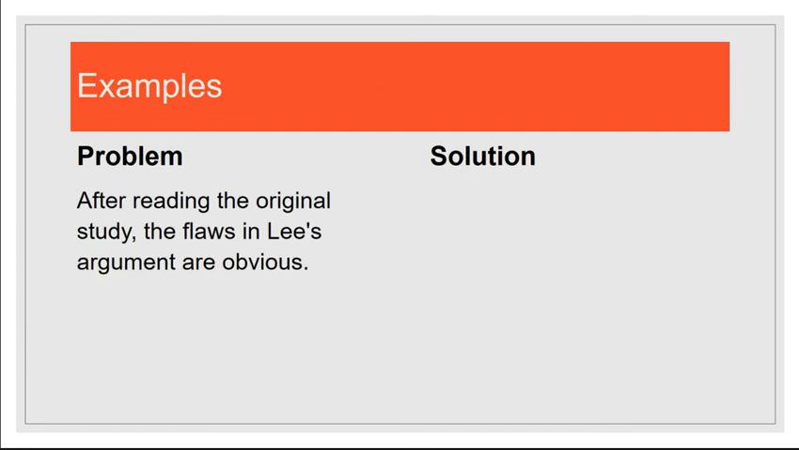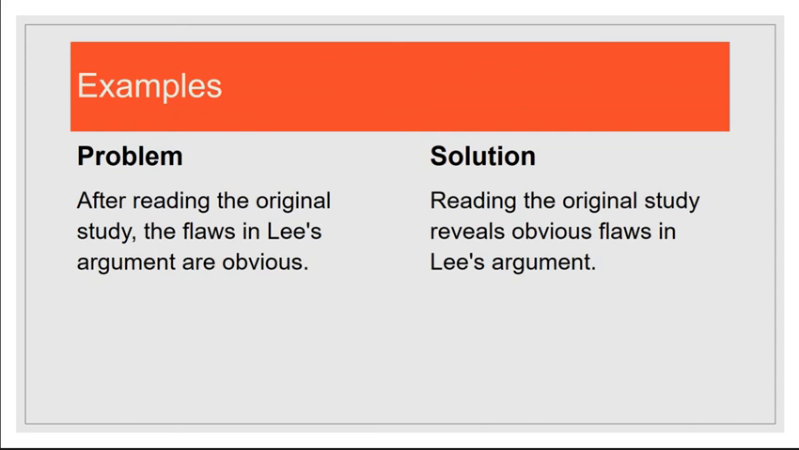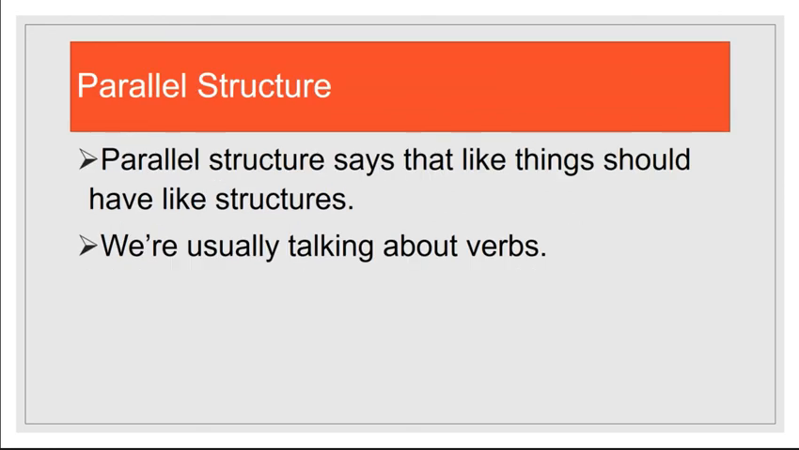Here's another example. After reading the original study, the flaws in Lee's argument are obvious. Who's reading the original study? Reading the original study reveals much stronger verb, obvious flaws in Lee's argument, now that we know that anyone reading. And then after reading the original study in that first one, I'm left with thinking zombies discover the flaws in Lee's argument are obvious. So passive voice and issues with construction can really get confusing.